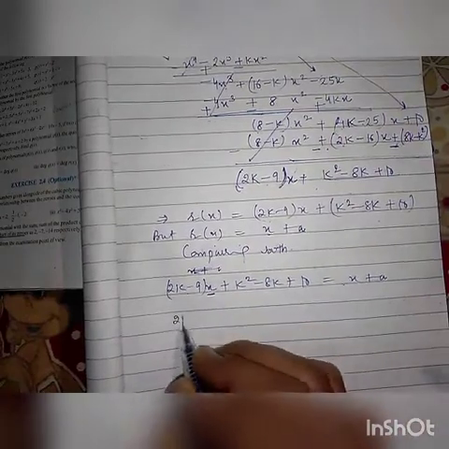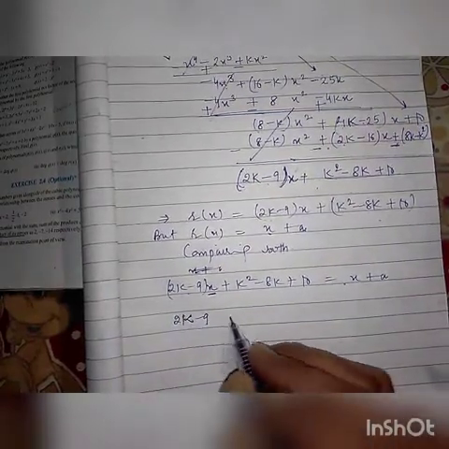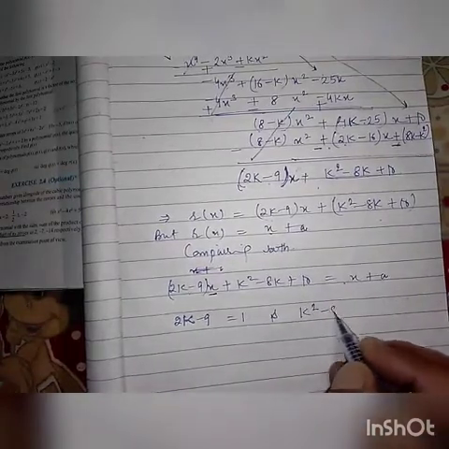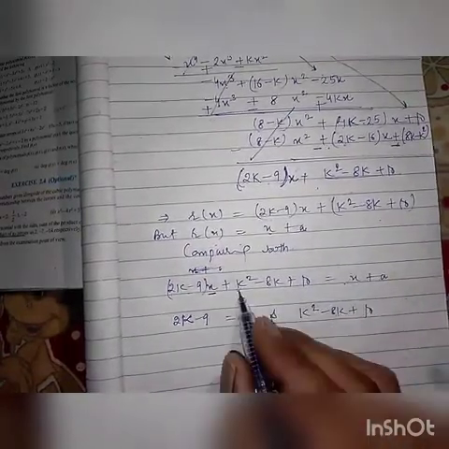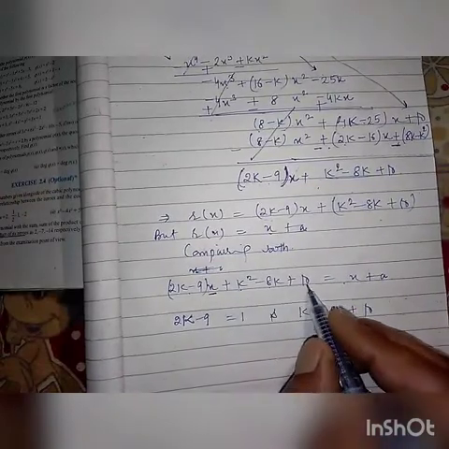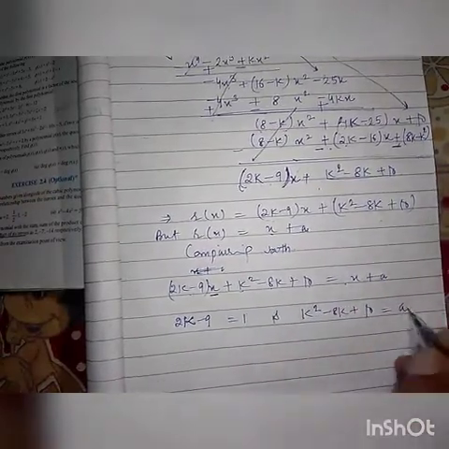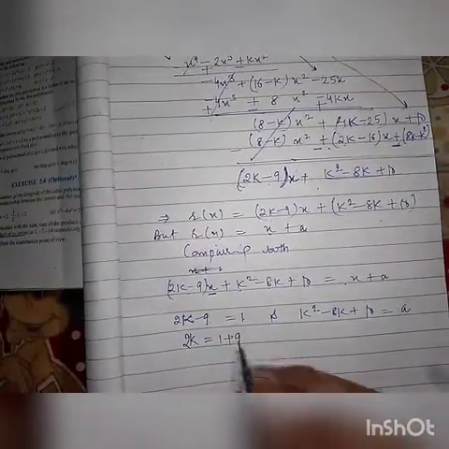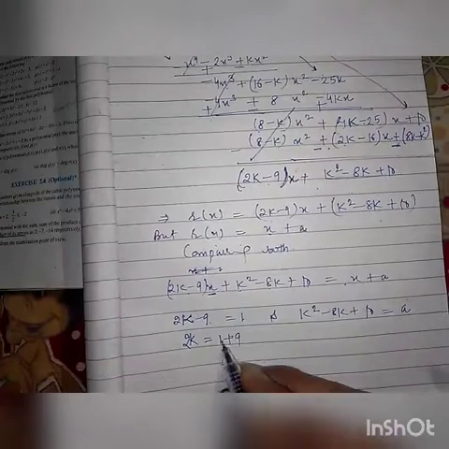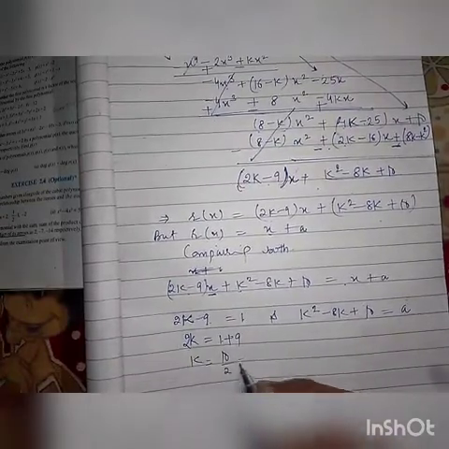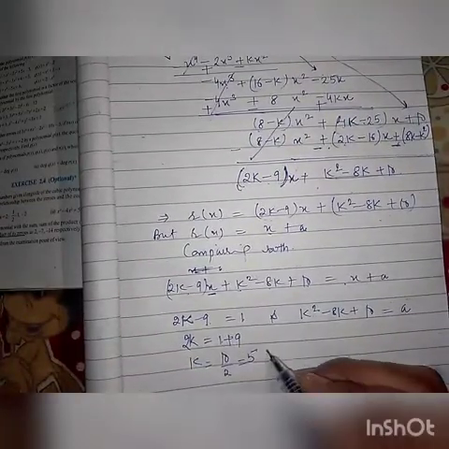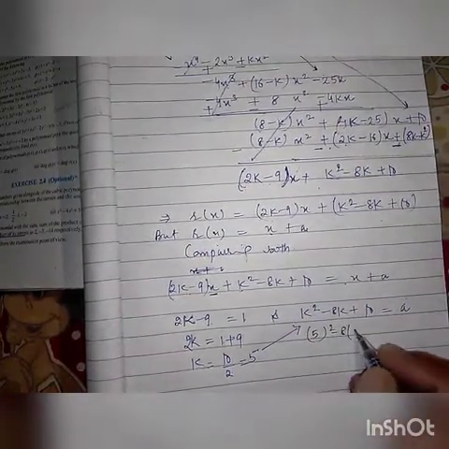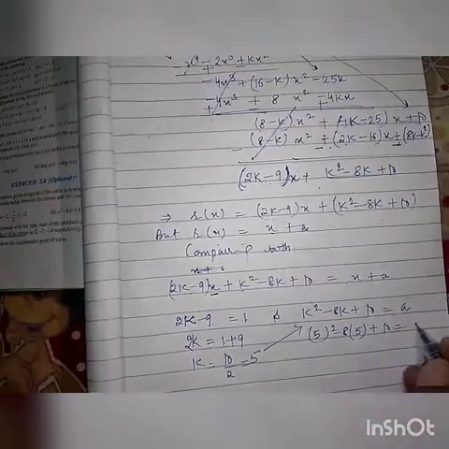Coefficient of x here it is 2k minus 9, and here coefficient of x is 1. And what is the constant term on the left hand side? That is k square minus 8k plus 10, and this side the constant term is a. So from here what you are getting here? 1 plus 9, that is 10, so 2k is 10. 10 divided by 2 will give you value of k, that is equal to 5, and this value of k will be put over here. That is 5 square minus 8 into 5 plus 10 is equal to a.